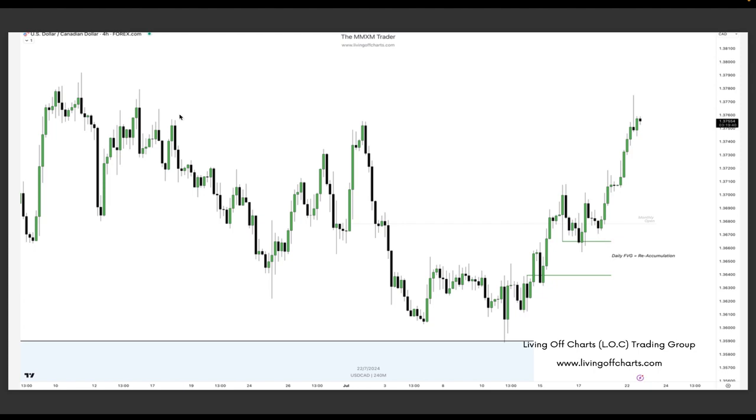Now, there's a reason for this. There's a very strong reason for this. And it's because there are exact equal highs. Now, there are relative equal highs here on this chart. However, they're not perfectly exact. And exact equal highs are a very strong draw on liquidity.